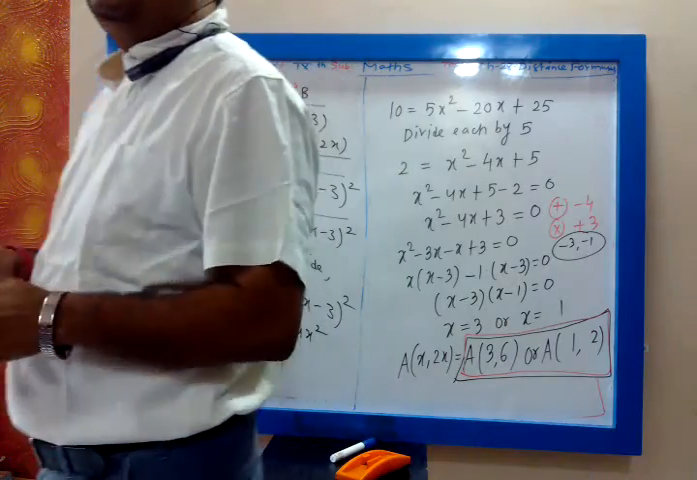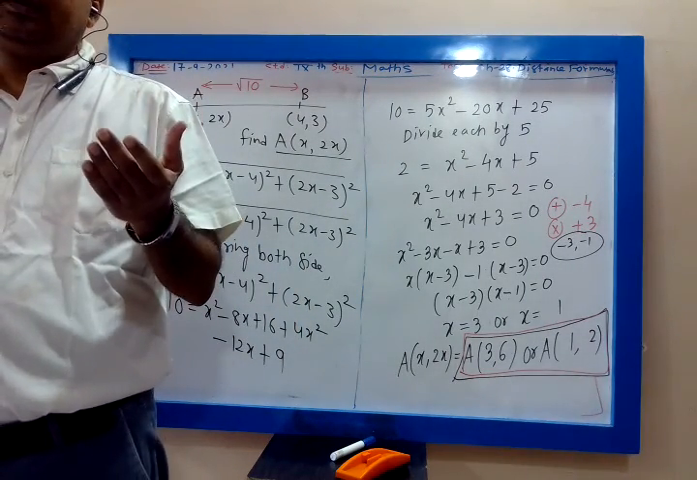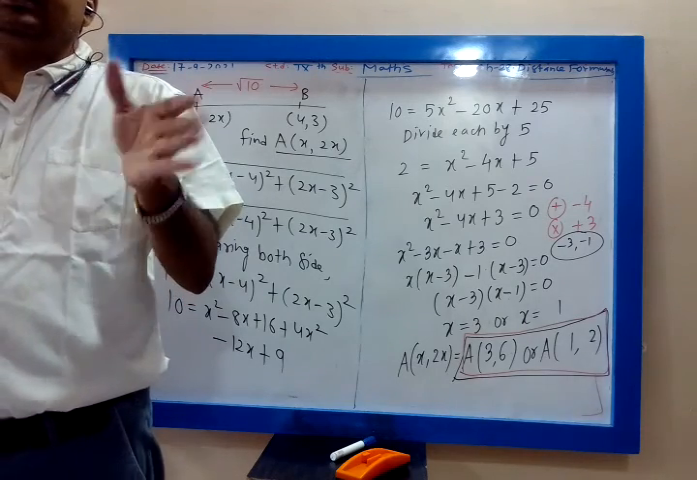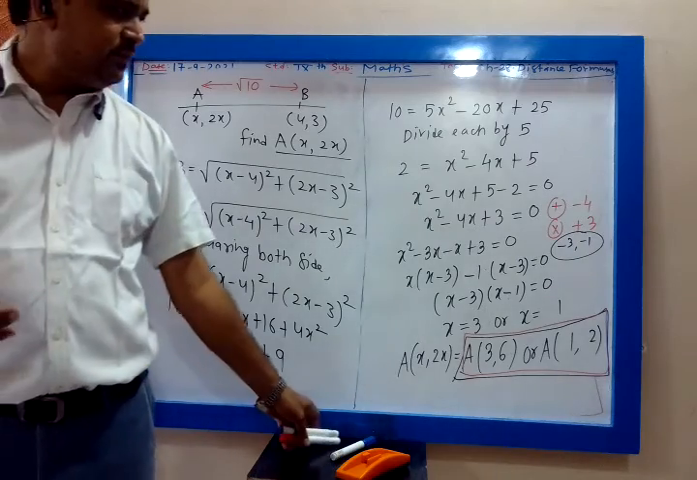So ordinate means second coordinate. Abscissa means first coordinate. Abscissa is the same as the x coordinate, and ordinate is the same as the y coordinate. That is known. Now see you in the last period, 6th period.